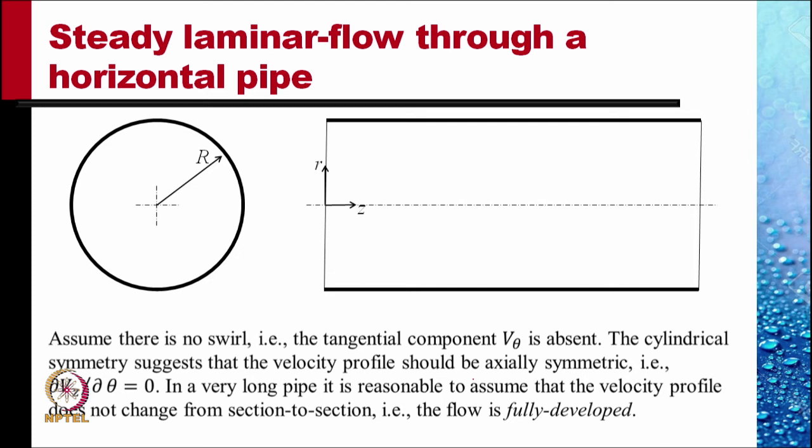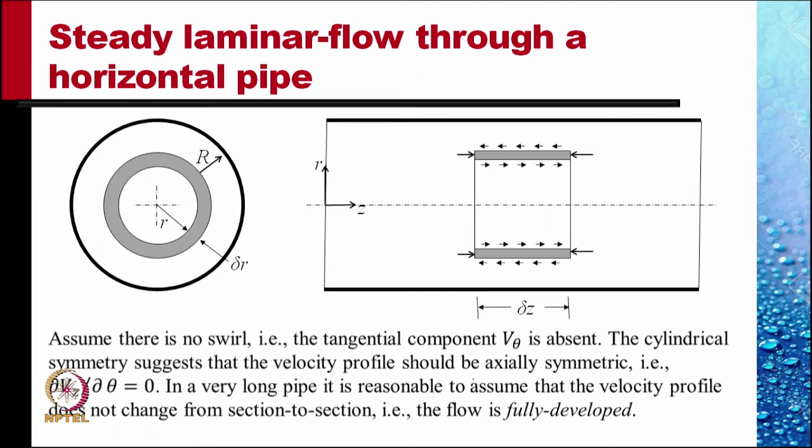We assume there is no swirl, that is, the tangential component v theta is absent. The cylindrical symmetry suggests that the velocity profile should be axially symmetric. That is, del Vz by del theta would be 0. In a very long pipe, it is reasonable to assume that the velocity profile does not change from section to section and the flow is fully developed. We have discussed this in an earlier lecture too.